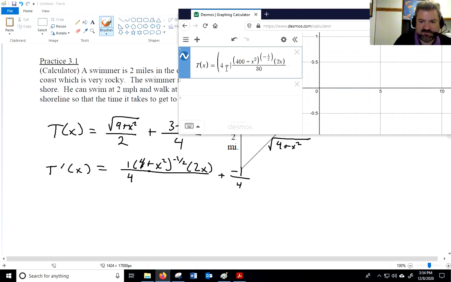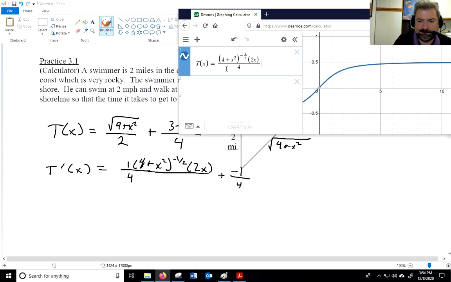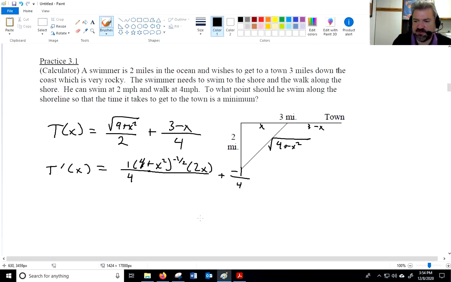So that is 4 plus x squared to the negative 1/2 times 2x over 4 minus 1/4. And we can see our solution is at 1.155. So x equals 1.155. And in this problem, that's the point that he should swim down. So 1.15 miles down shore is how far he should swim.